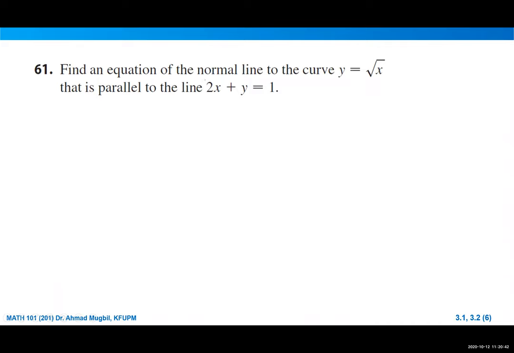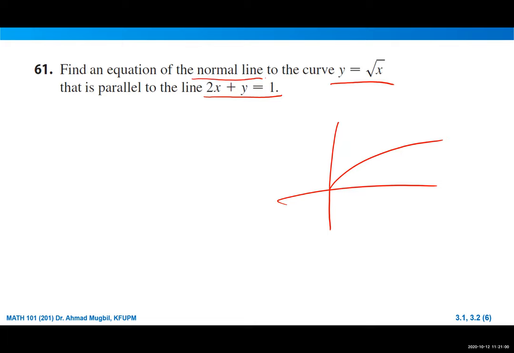Find an equation of the normal line to this curve that is parallel to this line. So this is now clear, I think. No need to solve this. It is clear. Why? What do you have here? You have y equals square root of x. Now, we need to find the equation of the normal line. It could be anywhere. Let's say here. This is tangent, and this is the normal. This is what we want.